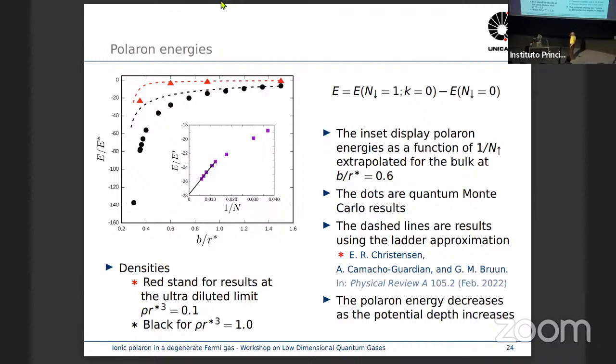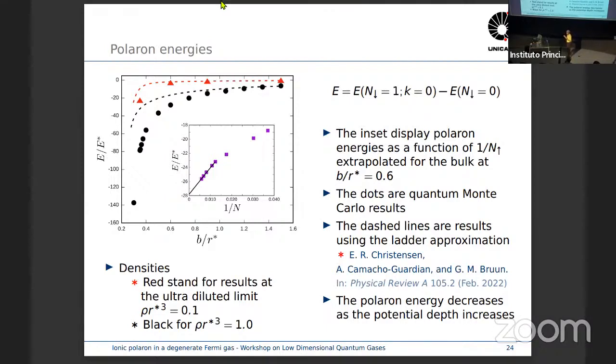The dots are our results, as I said. The dashed lines are results from the ladder approximation. And what we see is this. Here I put B/R, but this is related to the depth of the potential. The first resonance happens here, just a little bit before 0.6. Up to this point, before reaching this resonance, the ladder approximation gives results which are in agreement with ours. But the big difference starts when we are approaching the second resonance.